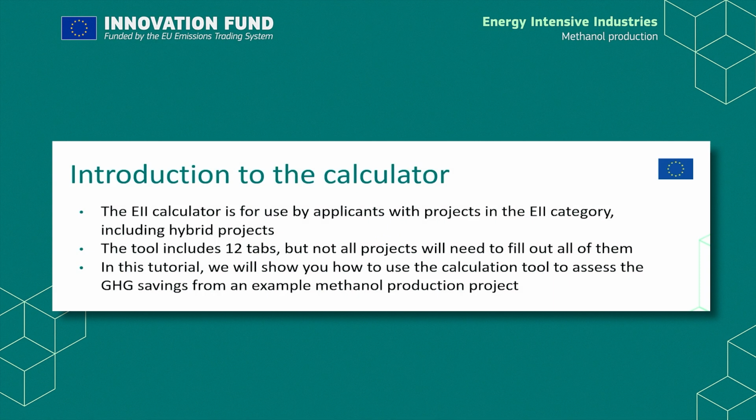The Energy-Intensive Industries Calculator is for use by applicants with projects in the EII category, which can include hybrid projects. The tool includes 12 tabs, but not all projects will need to fill out all tabs. In this tutorial, we will show you how to use the calculation tool to assess the GHG savings from an example methanol production project, with elements of biomass use and the utilization of captured carbon.